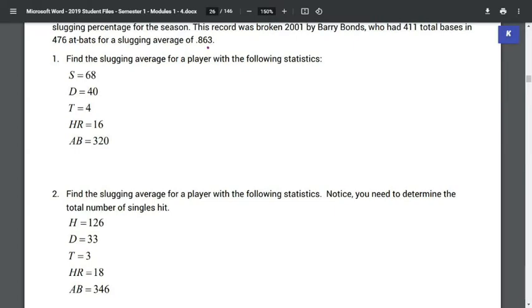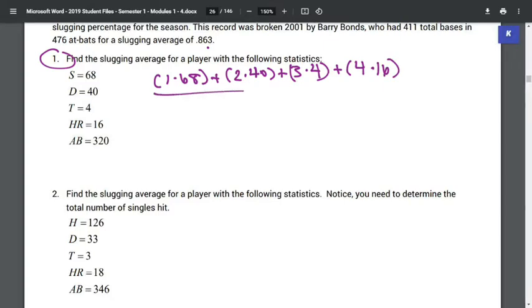So if we take a look at number 1 right here, it wants us to find the slugging percentage for the following statistics. So all you have to do is just take these numbers and plug them into the formula that we had. Our singles right there is 68, so I'm going to have 1 times 68 plus 2 times 40 doubles plus 3 times 4 triples, and then 4 times as many home runs. And then we're going to divide this all by his at-bats, which is 320.